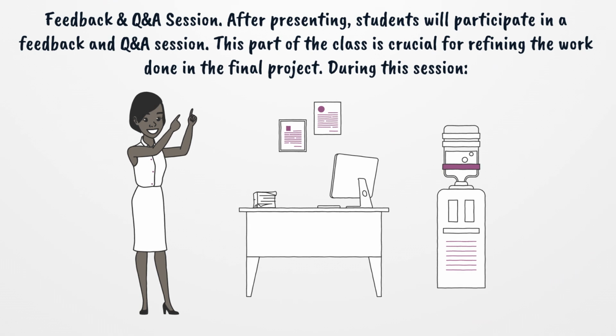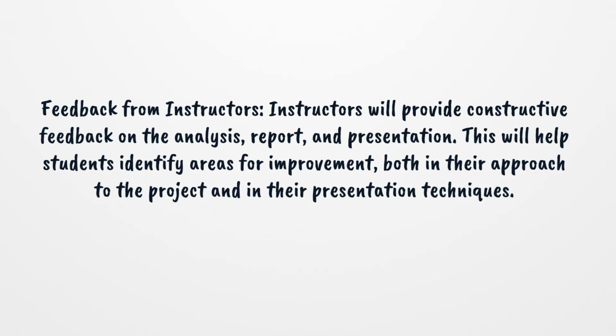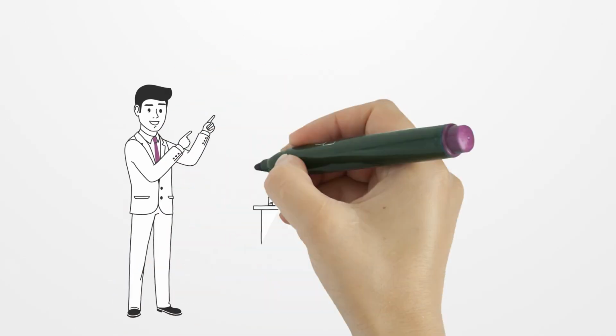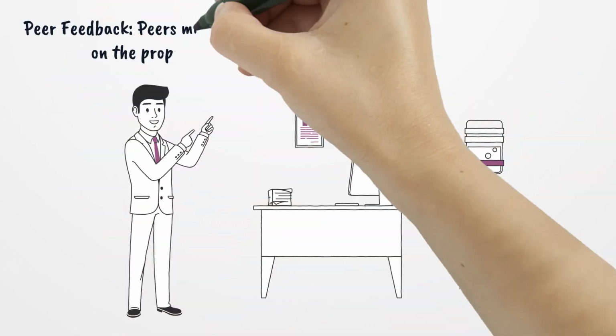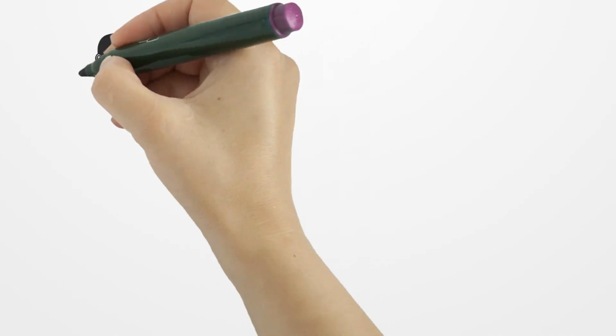This part of the class is crucial for refining the work done in the final project. During this session, feedback from instructors. Instructors will provide constructive feedback on the analysis, report, and presentation. This will help students identify areas for improvement, both in their approach to the project and in their presentation techniques. Peer feedback. Peers may also provide feedback, offering diverse perspectives on the proposed solutions and suggestions for improvement.